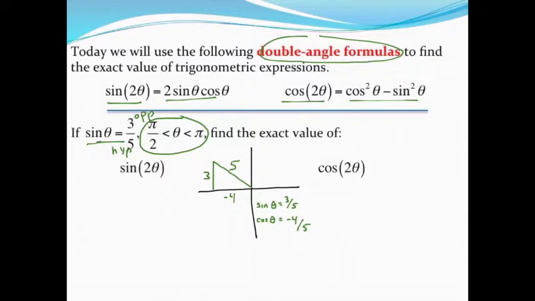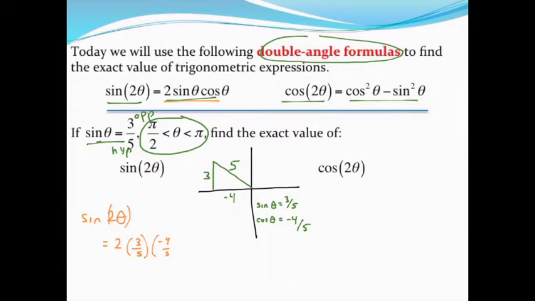So with all that in place, I can now answer this question: what's the sine of 2 theta and the cosine of 2 theta? To find the sine of 2 theta using the formula up above, it tells me to just do 2 times sine times cosine. So 2 times 3/5 times negative 4/5.